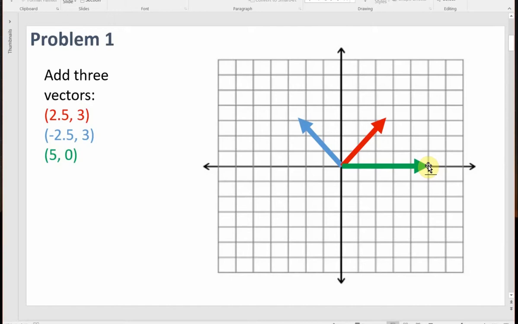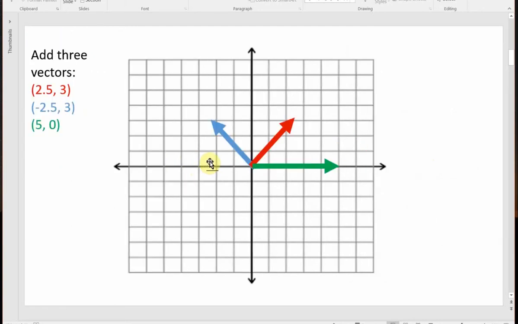Now if we're going to add these, you might be tempted to break out SOHCAHTOA and trig and our good friend Pythagoras, but you know what? We can actually get the right answer just trying to use pictures instead of equations. So let's do that. It's going to help us out a lot as we tackle vector problems in the future.